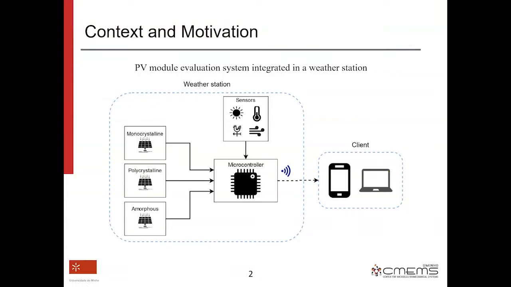For the context and motivation, a weather station was made. In this case, the weather station has the objective to correlate the ambient data with the power produced by the photovoltaic modules. The weather station integrates three photovoltaic modules, one made of monocrystalline silicon, another from polycrystalline silicon, and another from amorphous silicon. All the data gathered from the modules and the sensors are stored locally and then transferred to a client using the Bluetooth Low Energy connection.